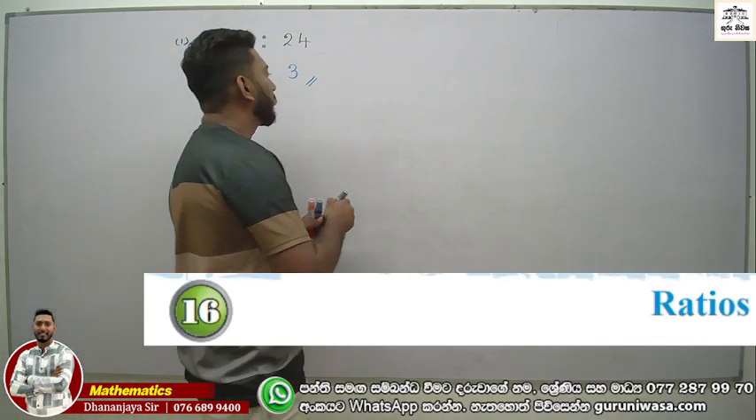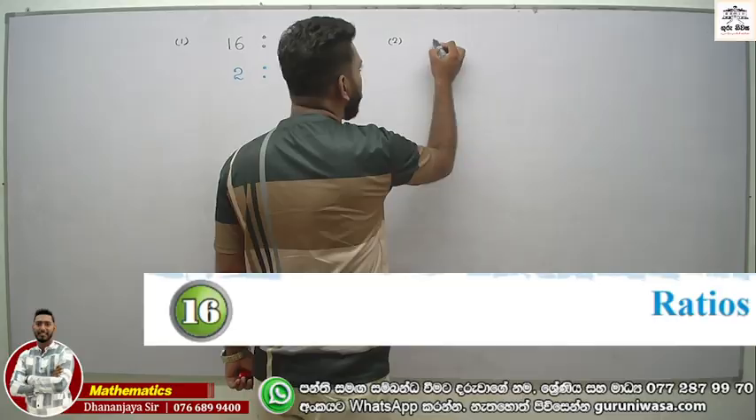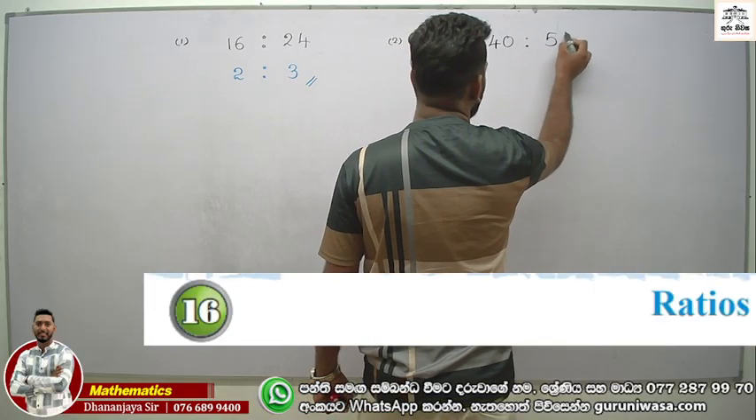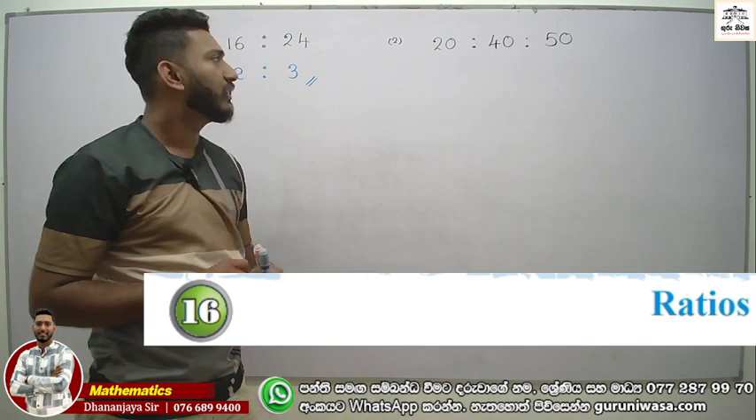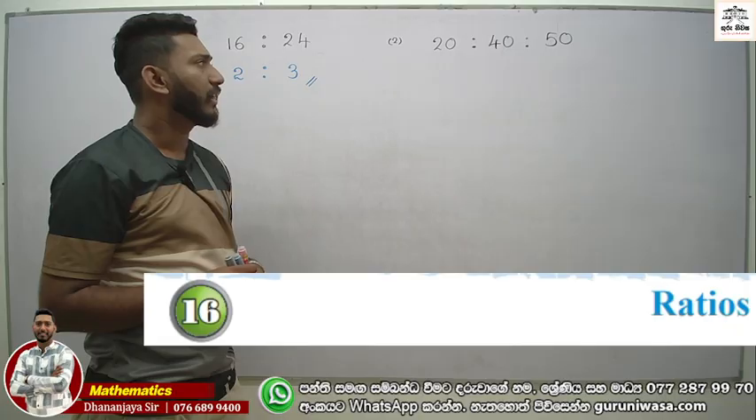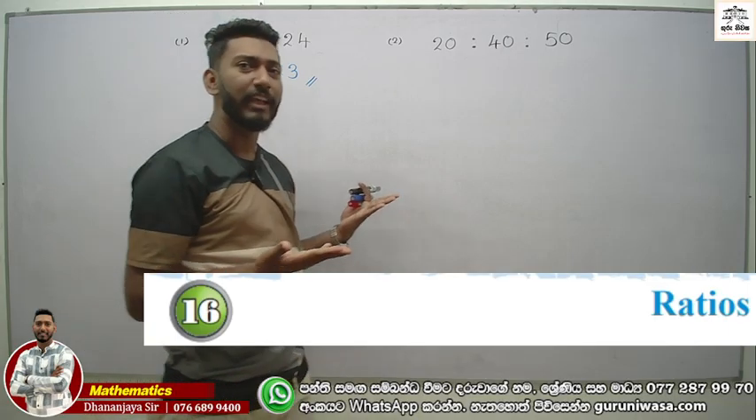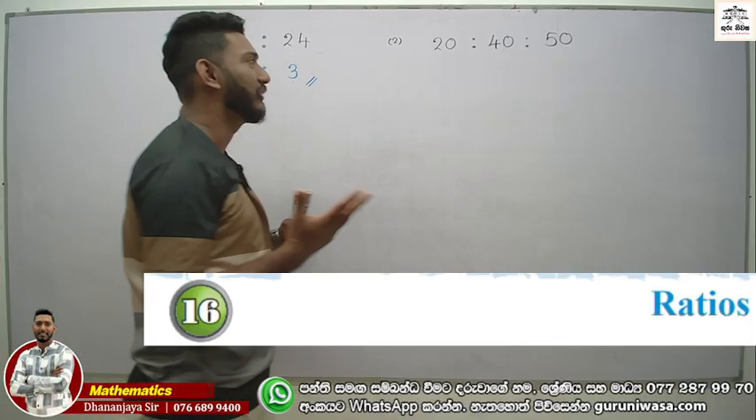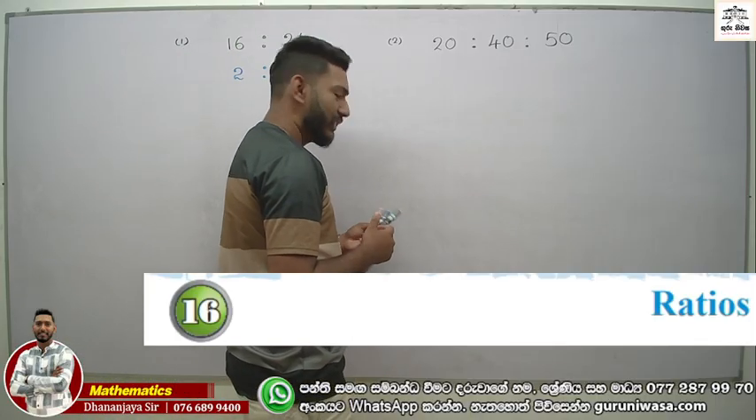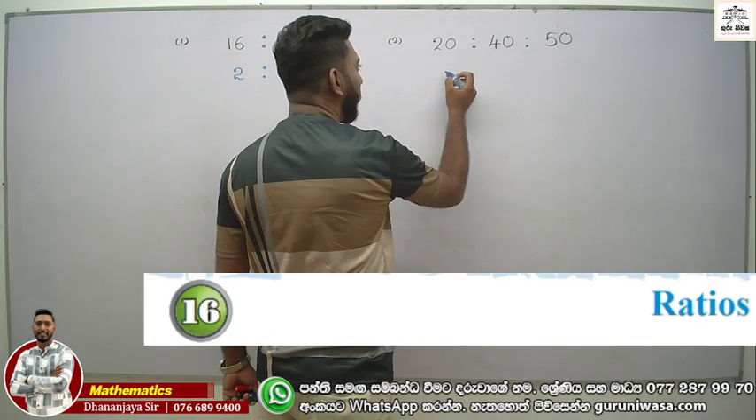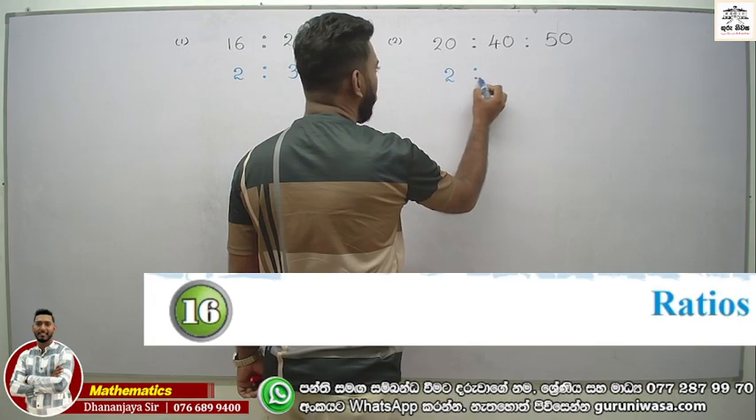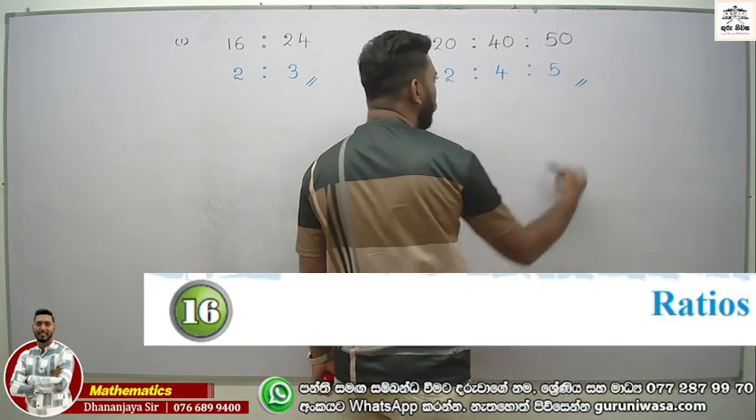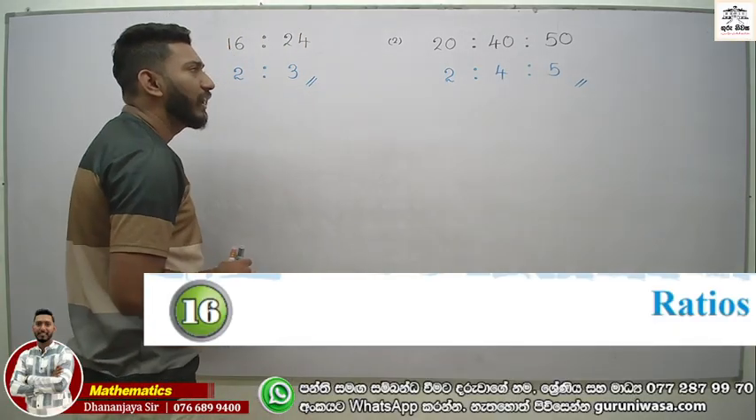Now another example of simplifying ratios: 20, 40, 50. There are three terms now, right? Both numbers we can divide by which number? Yes, well done, Nelila. We can divide by 10. Therefore, 20 divided by 10 is 2, and 40 divided by 10 is 4, and 50 divided by 10 is 5. 2 to 4 to 5. And this is the simplest form of the ratio.